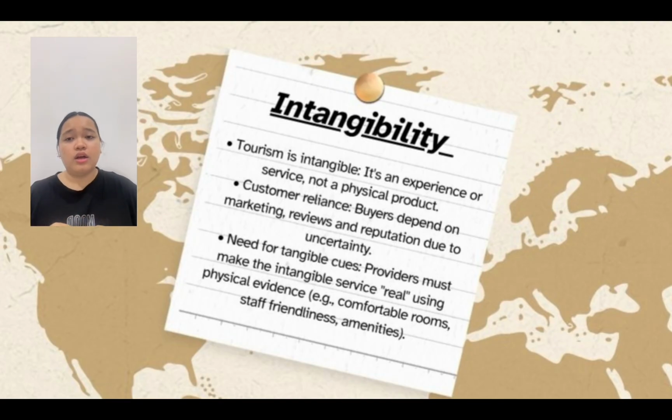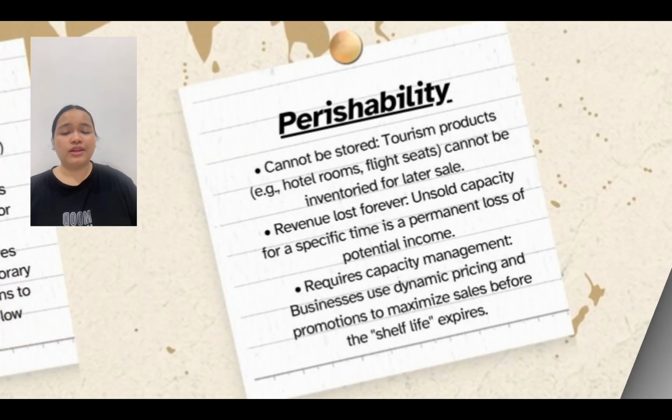For example, a traveler booking a hotel in Bali cannot try the room beforehand. So they depend on online photos, customer reviews, and hotel ratings to decide whether they want to go there or not. The hotel then needs to provide tangible cues like clean rooms, friendly staff, and comfortable facilities to make the experience real and satisfying.